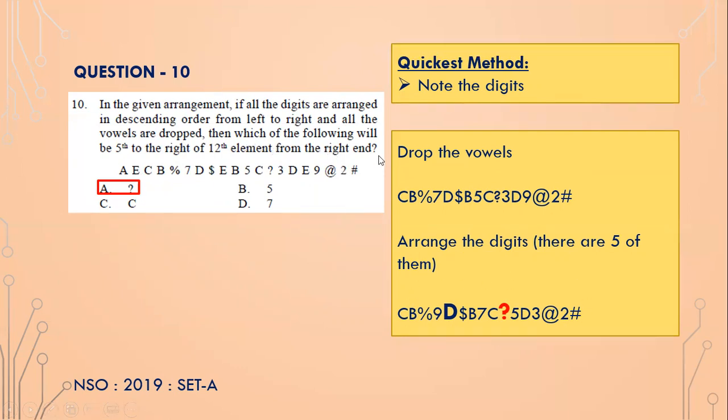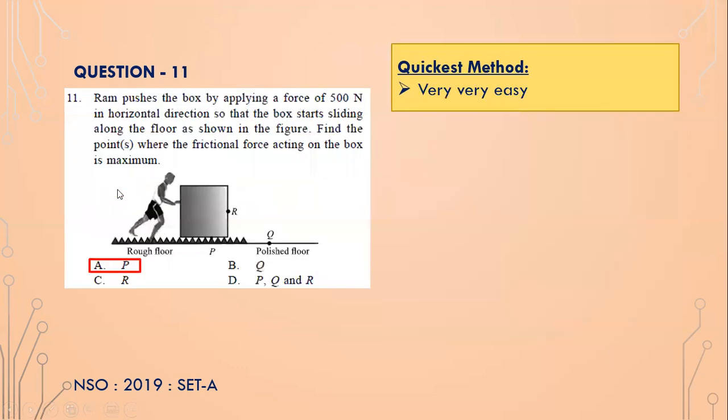And 12th element from the right end. So what is the 12th element? 1, 2, 3, 4, 5, 6, 7, 8, 9, 10, 11, 12. D is the 12th element. And 5th to the right. And 1, 2, 3, 4, 5. So question mark is 5th to the right of the 12th element from the right end. Okay, so question mark is the right answer.